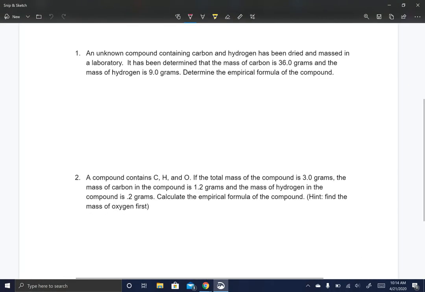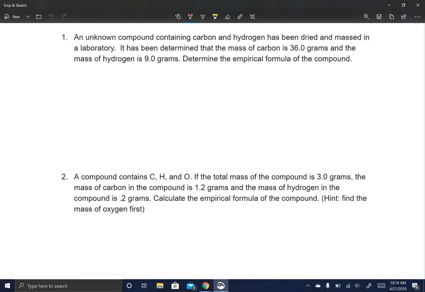All right. Unknown compound containing carbon, hydrogen has been dried and massed in the lab. It's been determined mass of carbon is 36, hydrogen is 9. Determine the empirical. Here we go. So for carbon and then hydrogen, and then we'll get the formula over here. I know carbon is 12 grams in 1 mole.